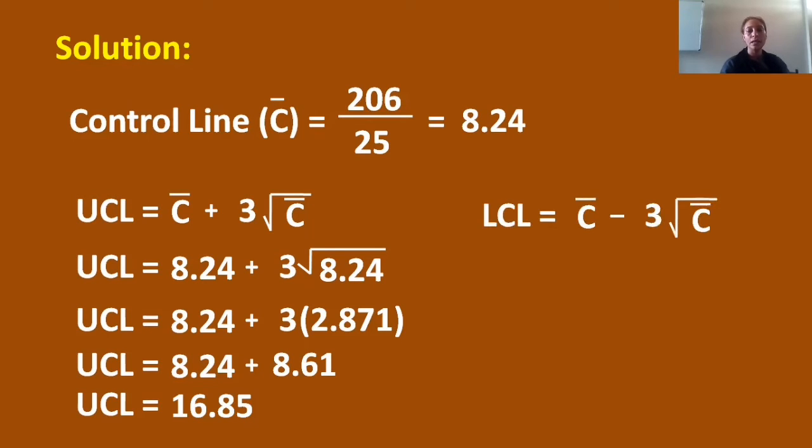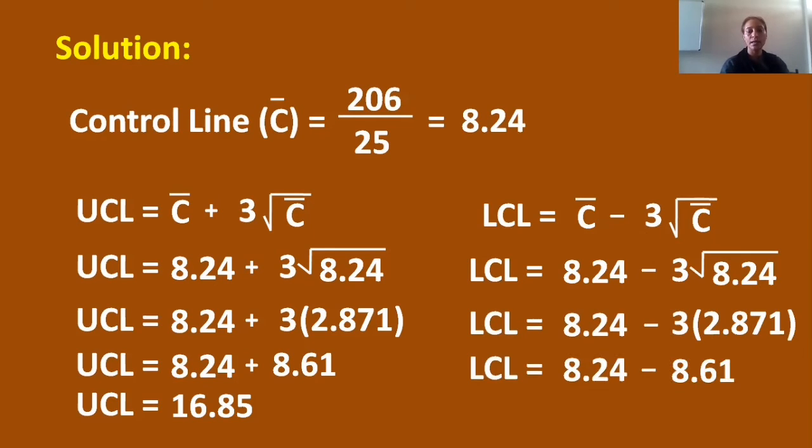Similarly, we will find the lower control line. And you can see in these two lines, only the difference is of this sign. In the upper control line, we used to keep here plus sign, and in the lower control line we used to keep here minus sign. Now we can replace C bar value in the formula and we can solve this to get the lower control line value, and the lower control line value is minus 0.37. So we can say defects cannot be negative, so we can take it as approximately 0.